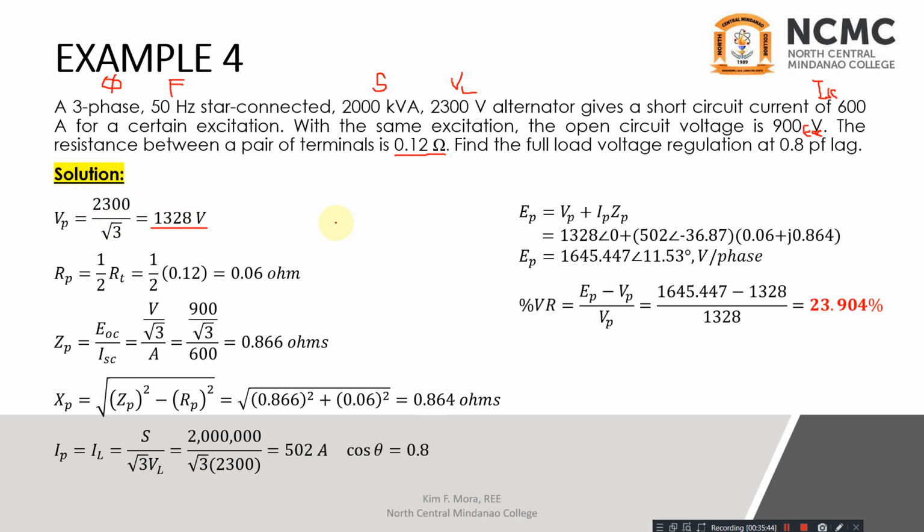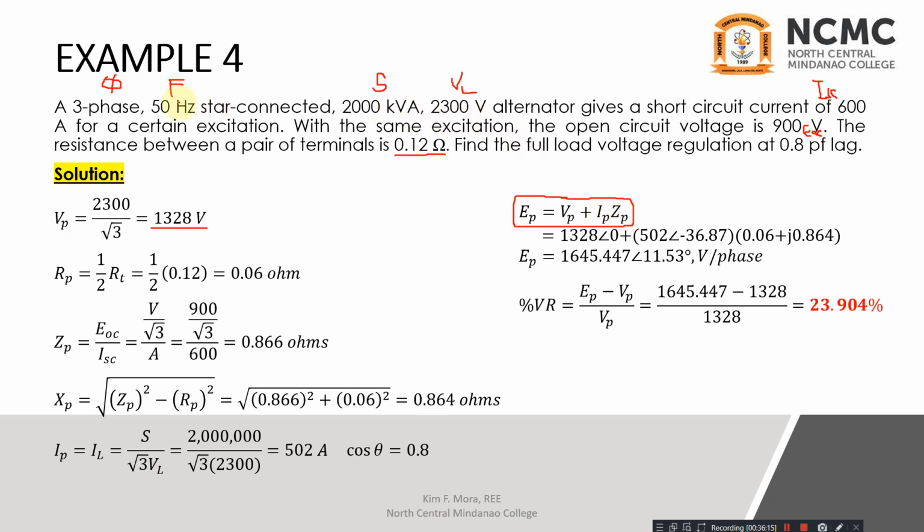Then how about our EP? In our first discussion we had the formula EP is equal to VP plus IP times ZP. That is the formula from our very first topic. To find EP, we need to find IP. We already have VP, IP is what we will find, and ZP.